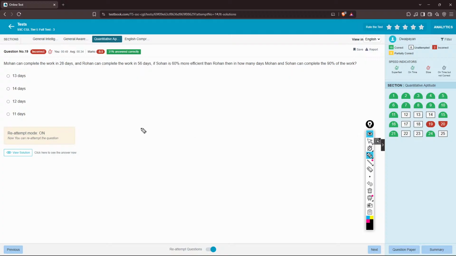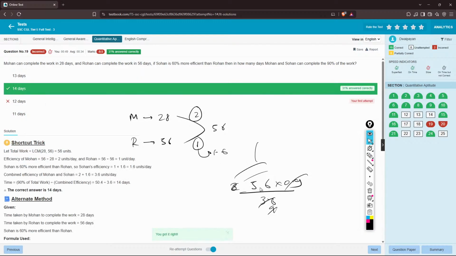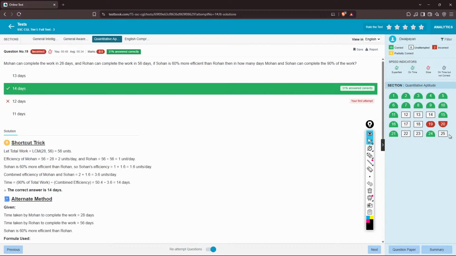So here it came out, Mohan 28, Rohan 56. So total work is 56. Then this is 1, this is 2, and he is 60% more efficient than this. It was 1.6. So 60 into 0.9 into 1.6, so 3.6, 4, 14. Okay.